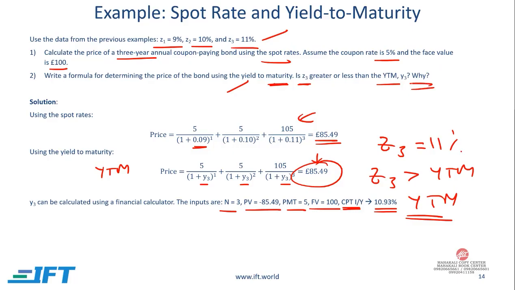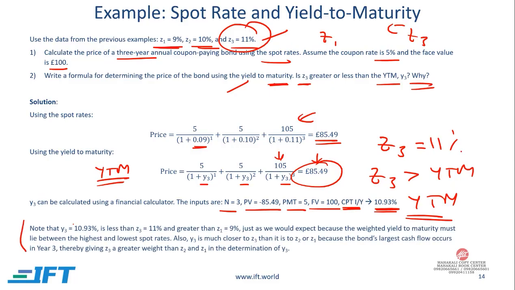And I hope you recognize this. We have said that the yield to maturity will be a weighted average of the spot rates. The spot rates are 9, 10, and 11. And we would obviously expect then for the yield to maturity to be somewhere between Z1 and Z3. In other words, we would expect the yield to maturity to be less than Z3, which is what we are getting. But this is also quite close to Z3 because most of the weightage in our weighted average will come from Z3. That's because most of the cash flow is happening here at the end of year 3.